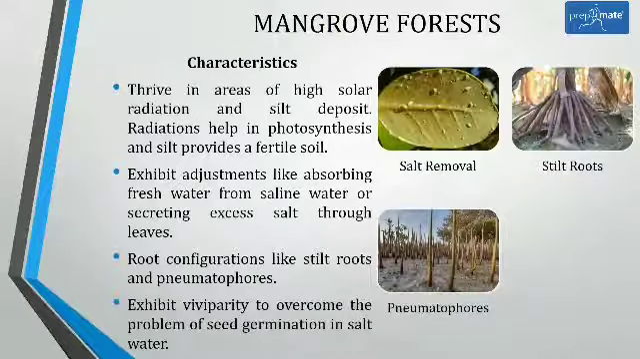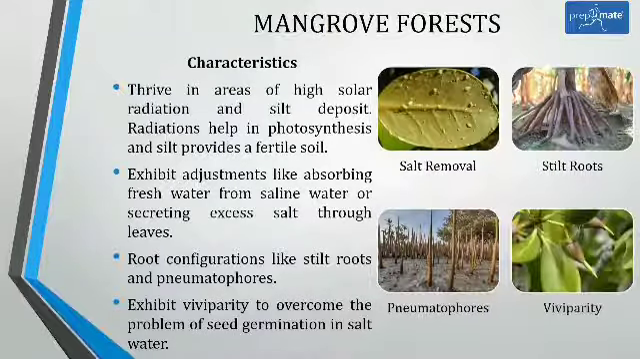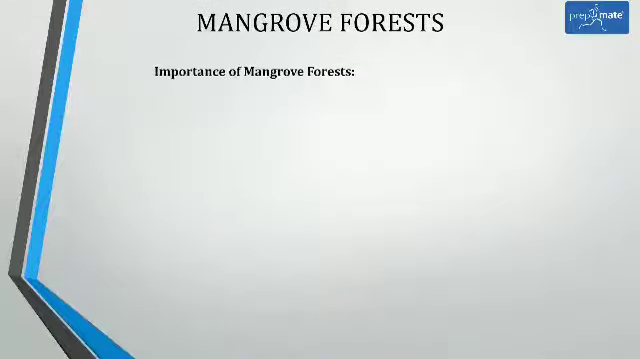Mangroves exhibit viviparity, that is, seeds germinate in the tree itself before falling onto the ground. Viviparity refers to the development of the embryo inside the body of the parent. Viviparity is an adaptive mechanism to overcome the problem of seed germination in salt water.